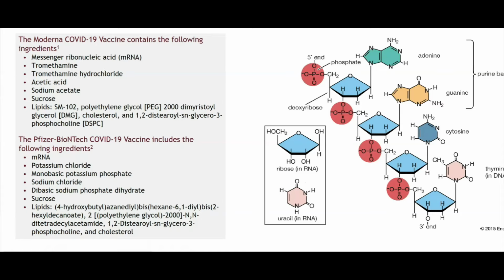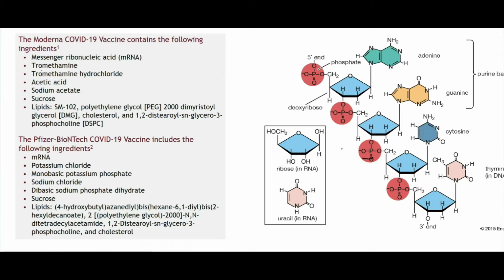In this video, I wanted to talk a little bit about the ingredients that are found in the mRNA vaccines for COVID-19. This is a list of the ingredients from both the Moderna and the Pfizer vaccines. And as you can see, they are similar in a lot of ways. They both have the messenger mRNA.